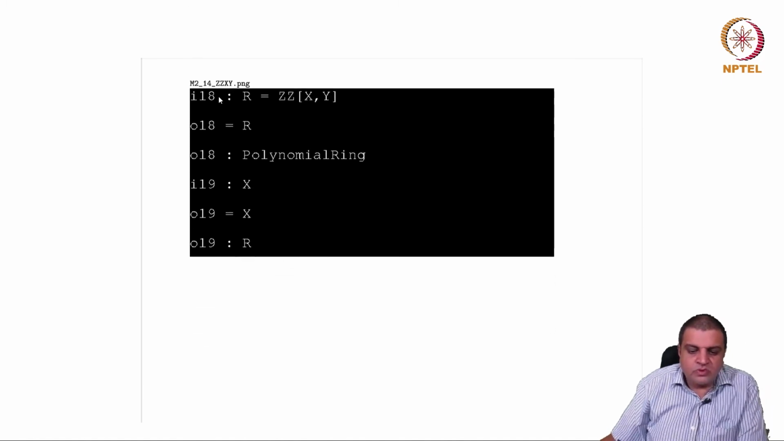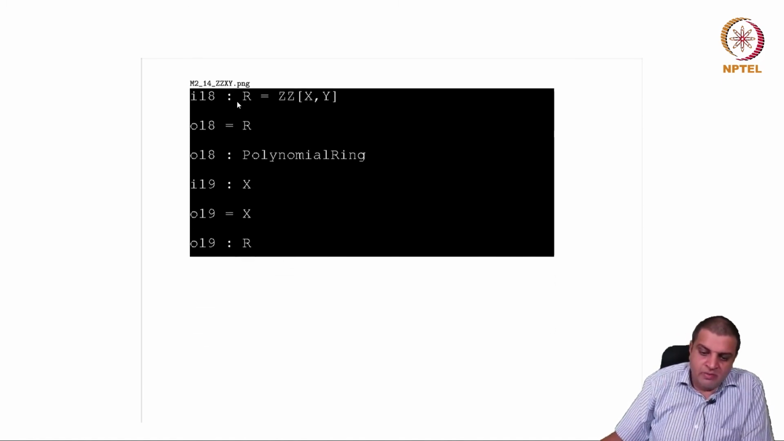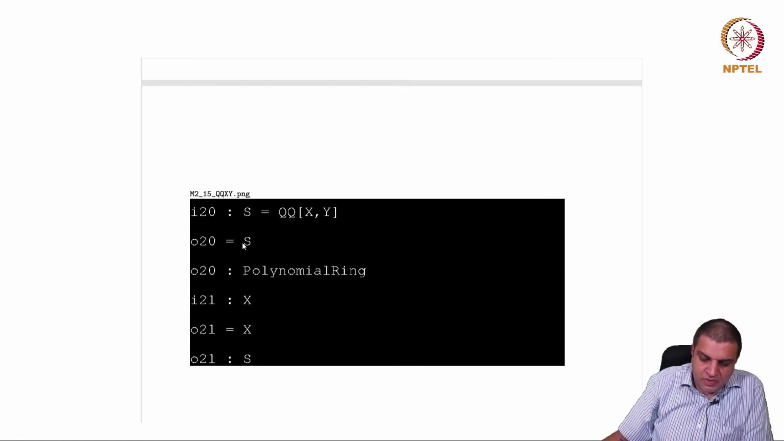Now I consider a polynomial ring with variables x and y with integer coefficients. So now it says R is a polynomial ring. Earlier when we asked x, it just said symbol. But now if you ask x, it says x is in R. It has found a place where x lives.